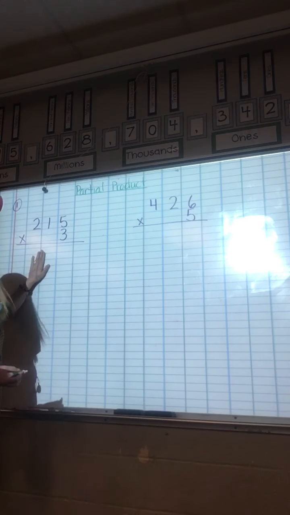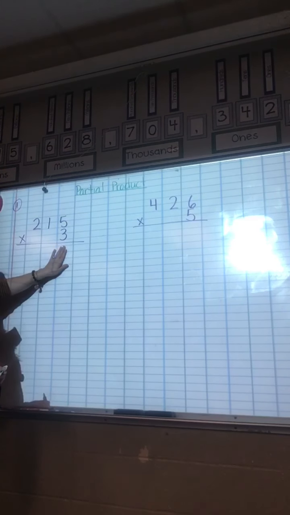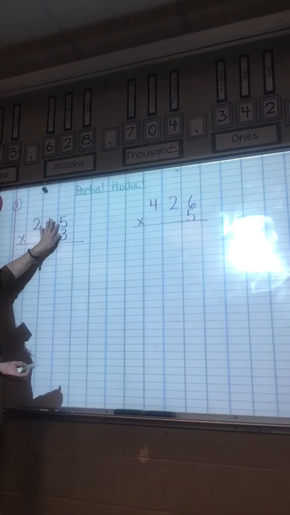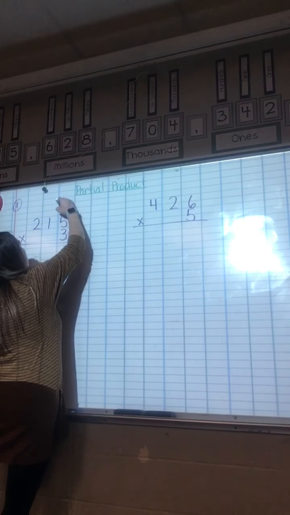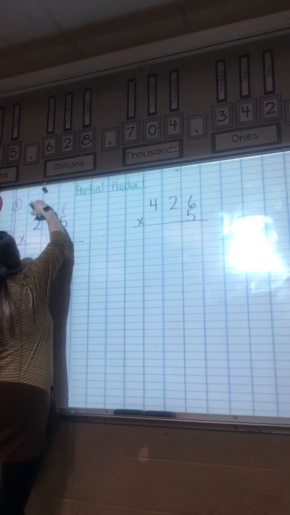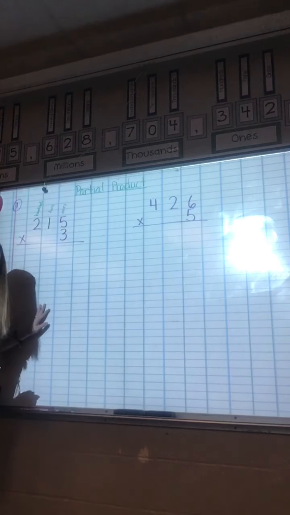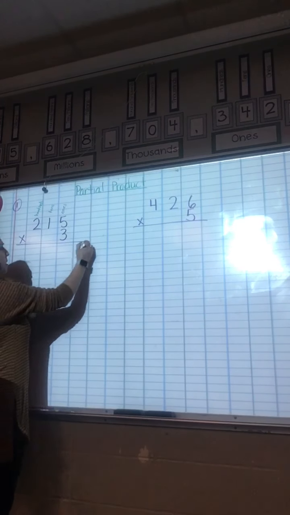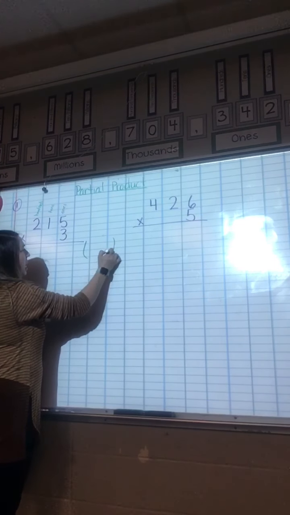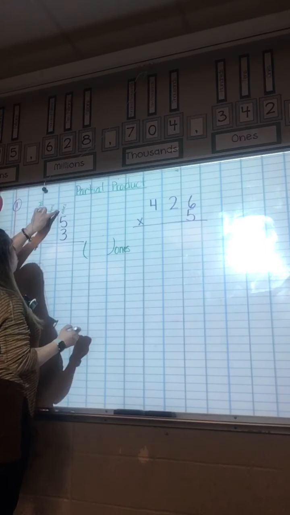So my number is 215 times 3, okay? And I know that my first number has 3 digits. It has ones, tens, and hundreds. So again, here comes that place value that we want to remember. So I'm going to start here when I multiply, and I'm going to do the first one, because when we multiply, we always start in the ones.